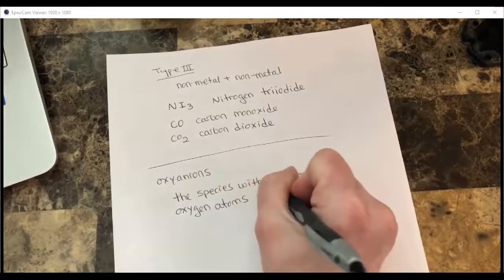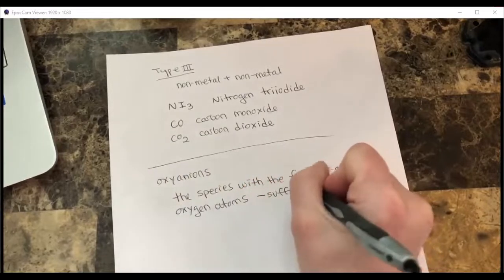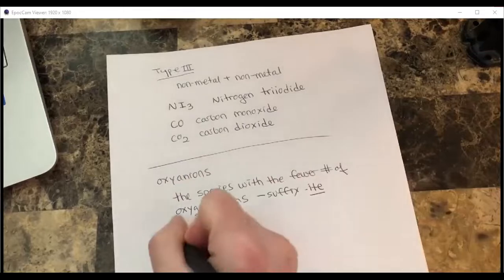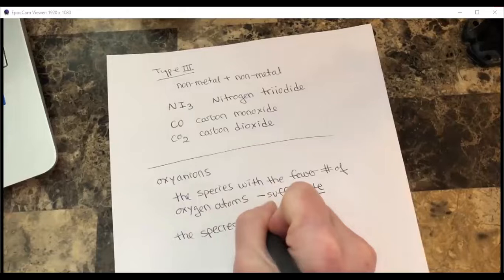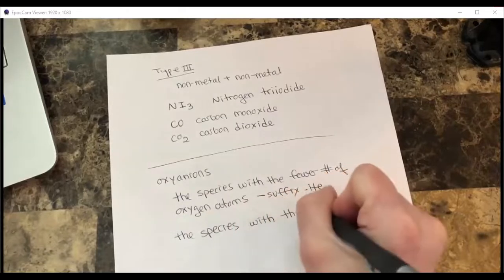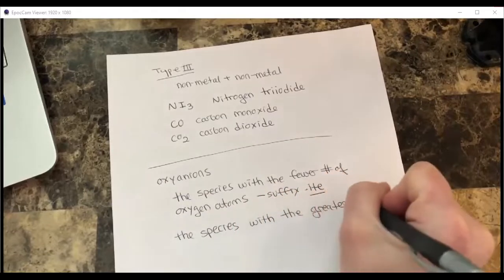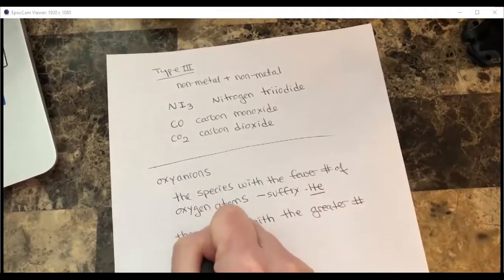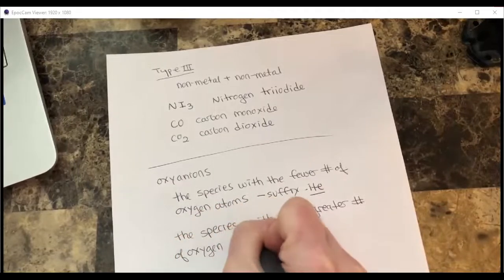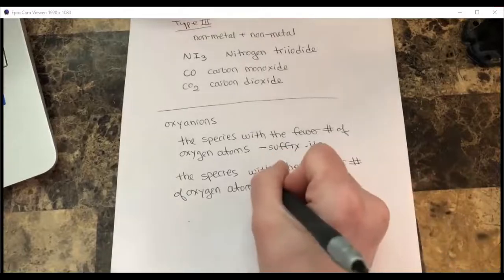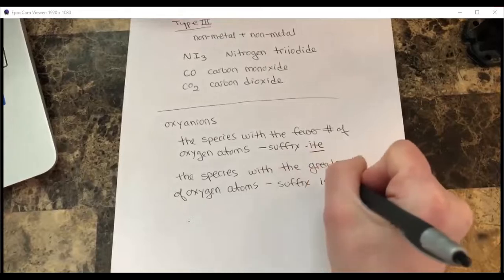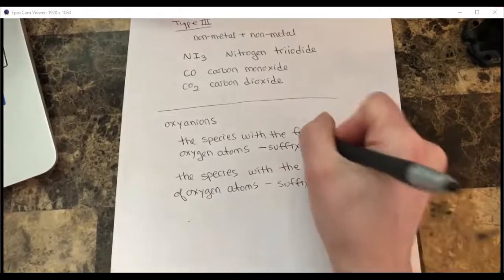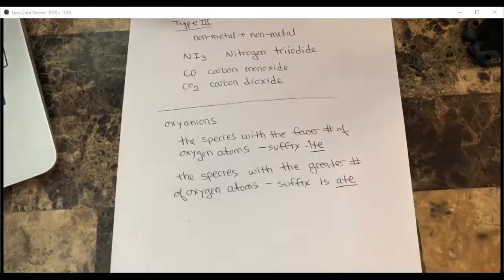The suffix is ITE, okay? The species with the greater number of oxygen atoms, the suffix is ATE, okay? So we have ITE and ATE. There were a few other ones that we talked about, but let's just look at this.